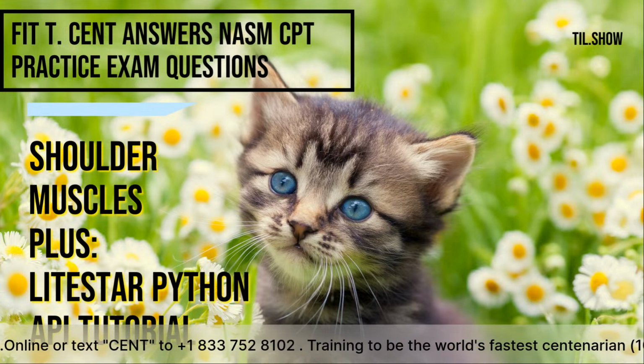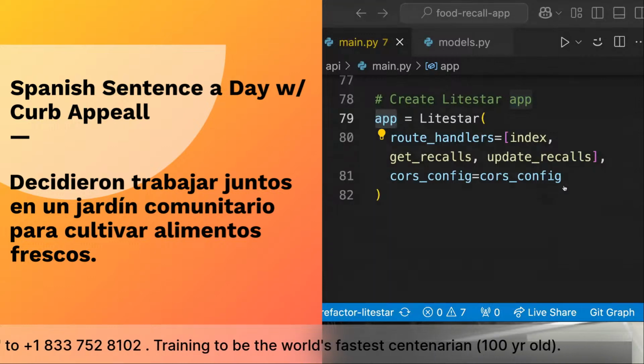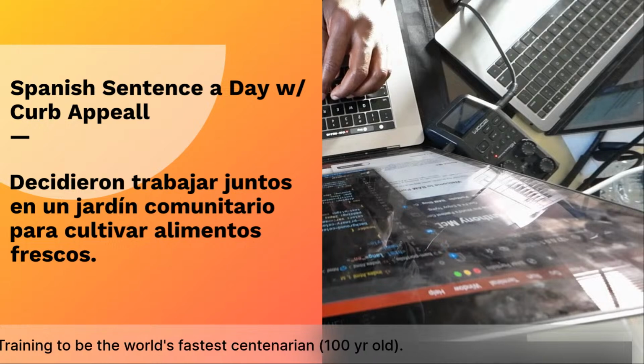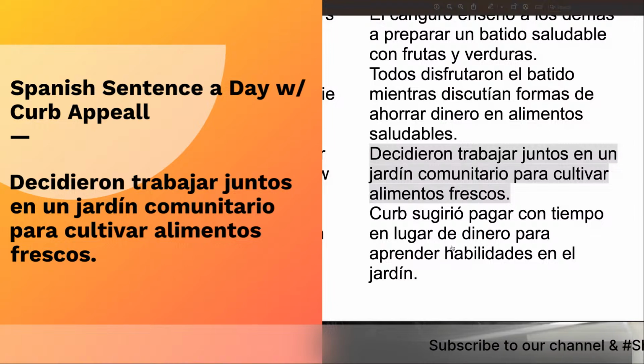All right. So now that we did that, let's walk through our Spanish sentence of the day. And the Spanish sentence of the day is: Decidieron trabajar juntos en un jardín comunitario para cultivar alimentos frescos.